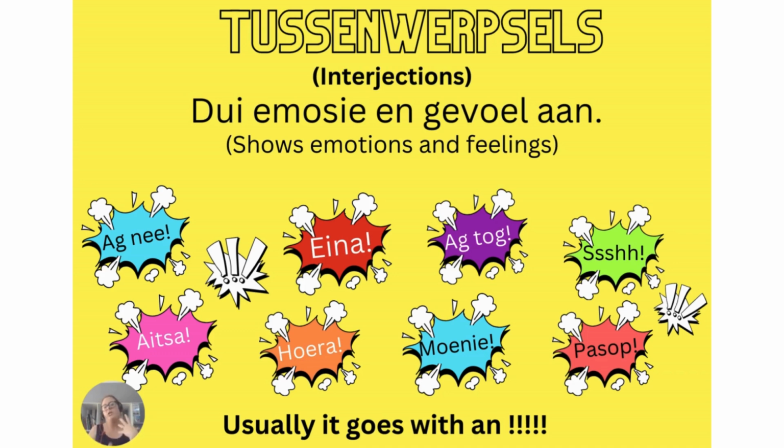So it's normally your very strong emotional words. It's your woorde met sterk emosie. And it usually goes with an exclamation mark. So very important. You normally put it immediately with the exclamation mark. Start your sentence again with a capital letter and carry on. So, ag nee, moenie vir my jok nie. Of ag nee, nie alweer nie. So it then carries on into the sentence. So this is your most important woordsoorte. Daar is nog meer. There is more, but this is the main ones.